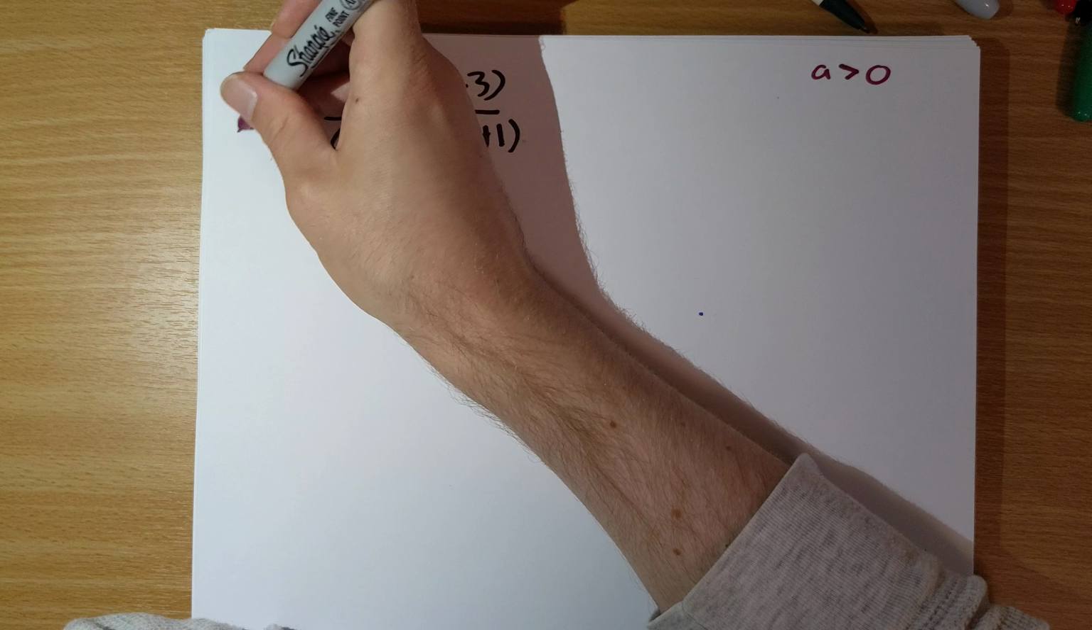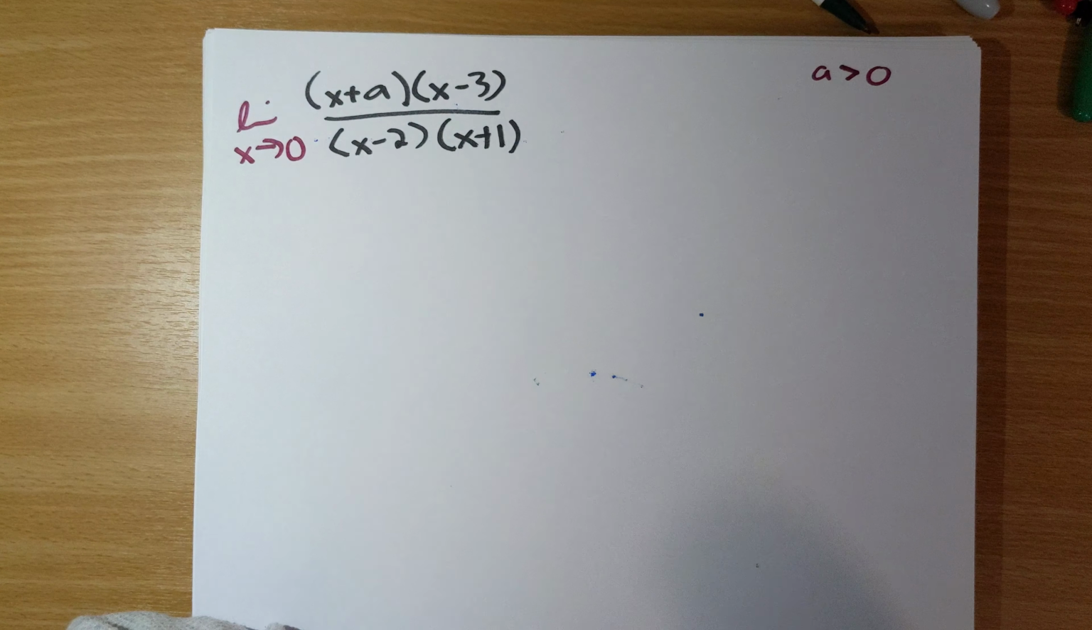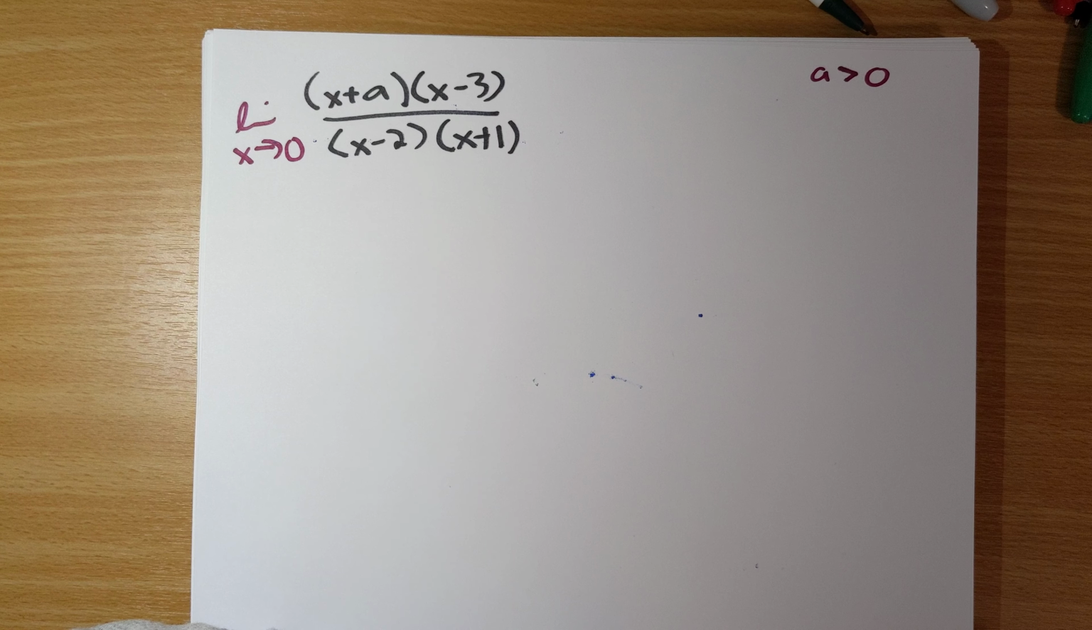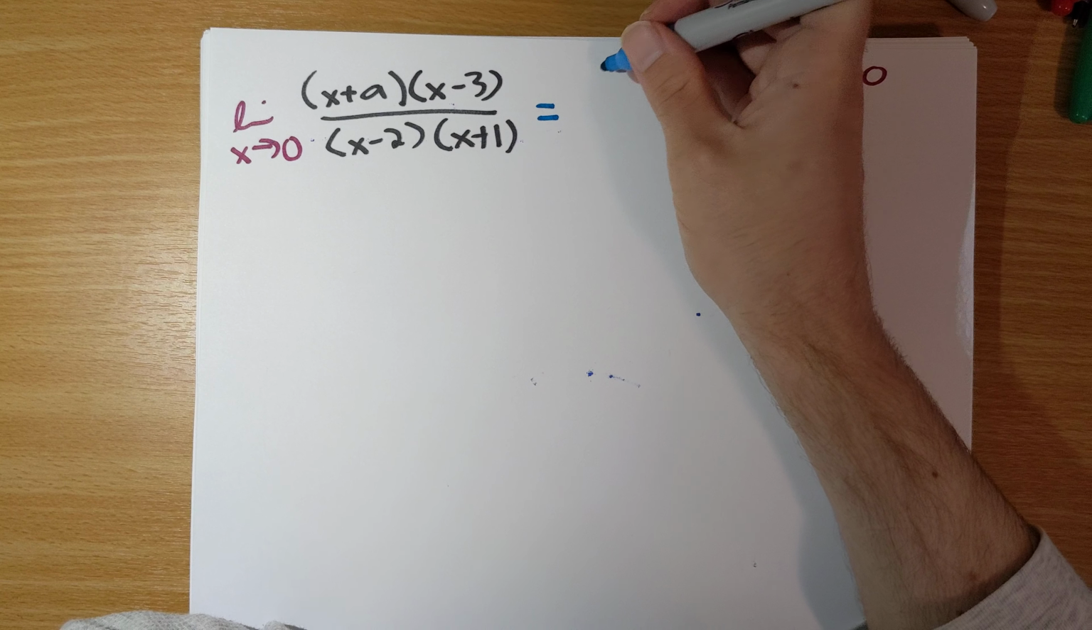Okay, so the first thing we're being asked about is the limit as x goes to 0 of this expression. So we should always think about what happens if we just directly plug in 0 by doing substitution. And here we can get away with plugging in. There's nothing bad that happens.